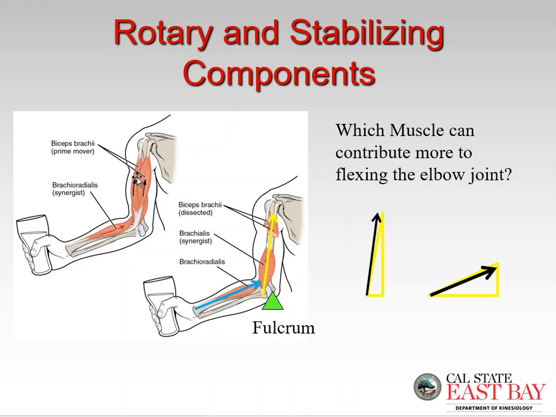So here we're looking at the biceps brachii, which has a much different angle than the brachioradialis. Biceps brachii, the majority of the muscle force is acting in the vertical direction to create a rotator torque, as compared to the brachioradialis, which the majority of its force is going into the joint and creating compressive loading.